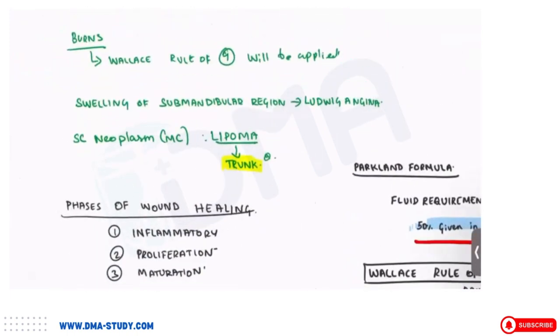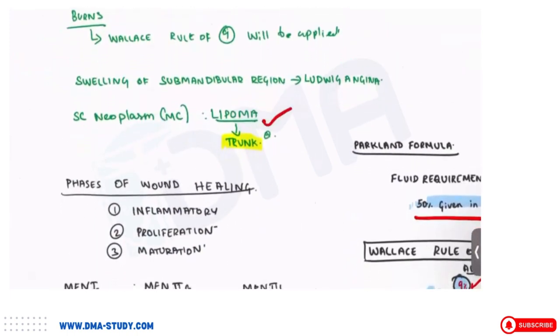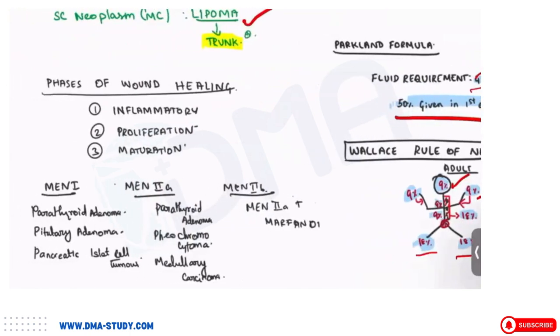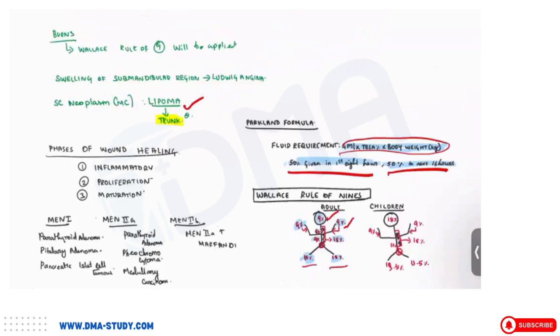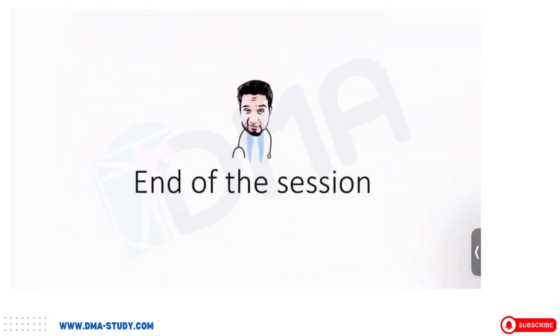And the most common subcutaneous neoplasm is lipoma. Okay, then you have MEN 1, MEN 2A and MEN 2B. MEN 1 is 3P, 2P and 1P, we used to remember. Okay, I don't want to move on with more and more stuff for you people. So we will finish up here.